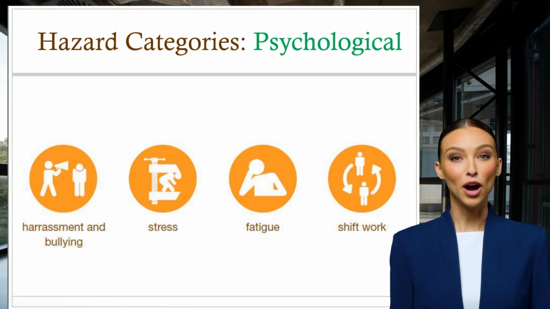Psychological hazards, also referred to as psychosocial. These are often invisible but can have serious impacts on health and performance. Examples include harassment and bullying, chronic stress, mental fatigue, effects from shift work or isolation. These hazards can affect morale, productivity, and even physical health if not properly addressed. Each of these hazard categories can exist in any workplace, sometimes even overlapping.